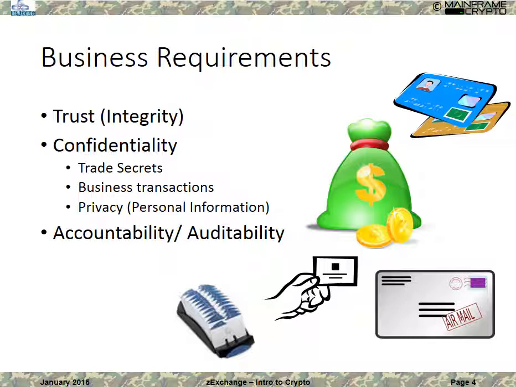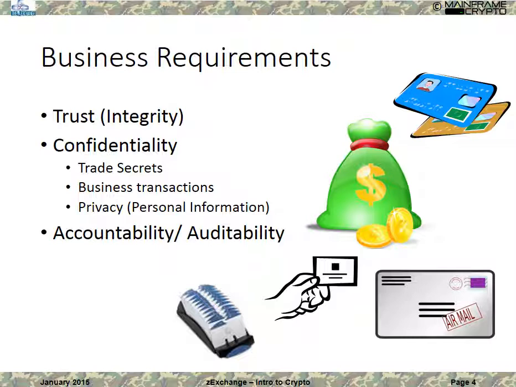You've also got to worry about the privacy of data, not just your customers, but maybe your employees as well, and things like social security numbers and bank account numbers where their paychecks are deposited. So you've got to provide confidentiality in a number of different aspects.